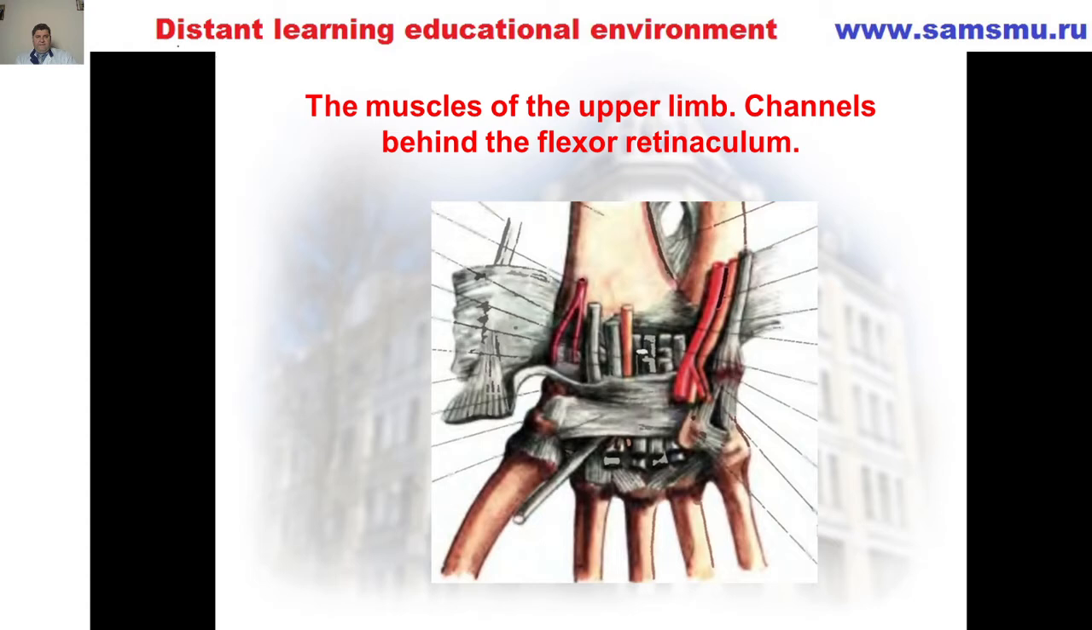So you may see the channels behind the flexor retinaculum. You may see the tendinous part of flexor digitorum superficialis, flexor digitorum profundus, and flexor pollicis longus muscles. All these nine tendons go behind the flexor retinaculum. And also you can see that in the lateral part passes the tendon of musculus flexor carpi radialis, flexor carpi radialis muscle.